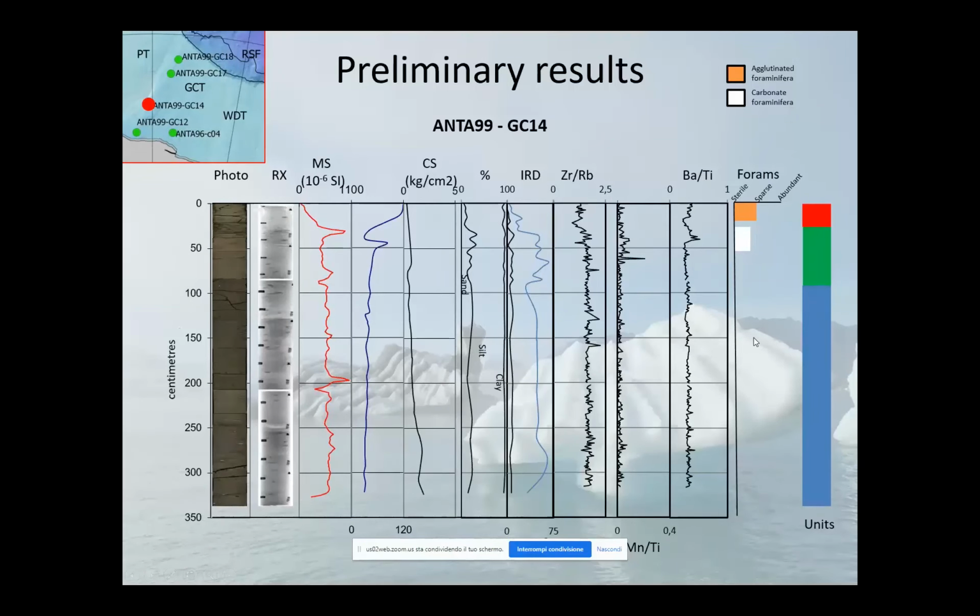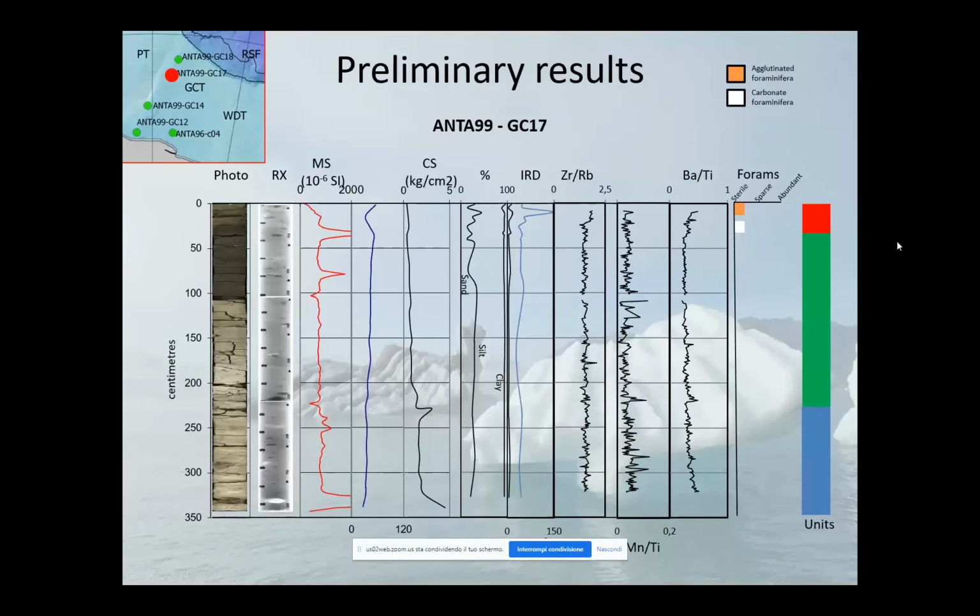Okay, this is the third core. This was collected at the margin of the Glomar Challenger Basin. And the carbonate foraminifera we recovered in this interval were all recovered broken. So this could mean that they were transported.